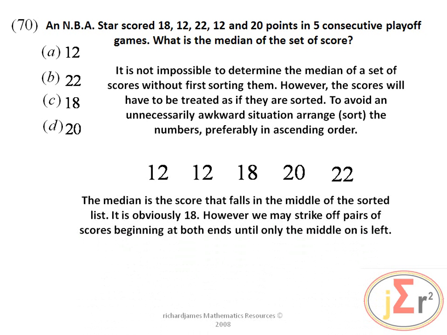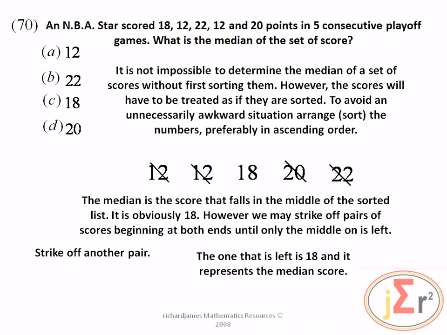The median is the score that falls in the middle of the sorted list. It is obviously 18. However, we may strike off pairs of scores beginning at both ends until only the middle one is left. So strike off those two, then strike off another pair, right? And then the one that is left is 18. It represents the median score. And of course, the correct answer is option C.